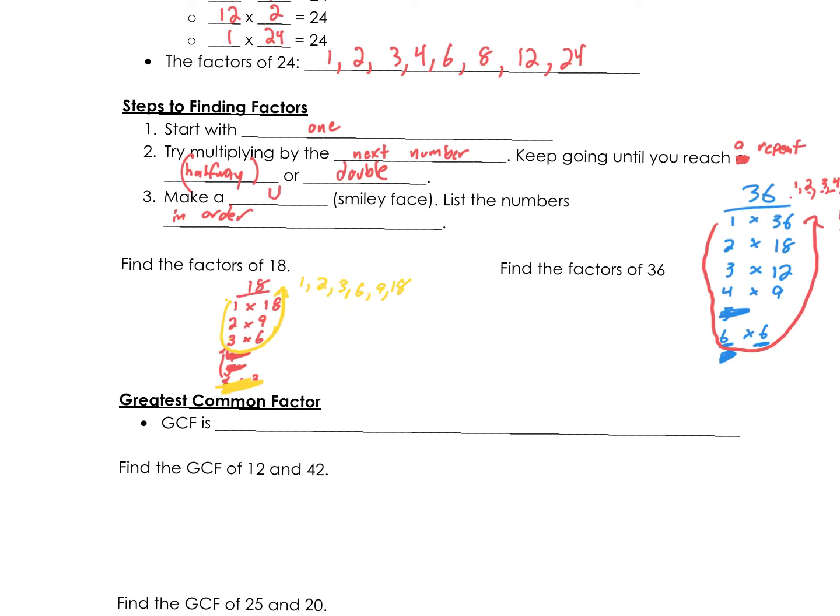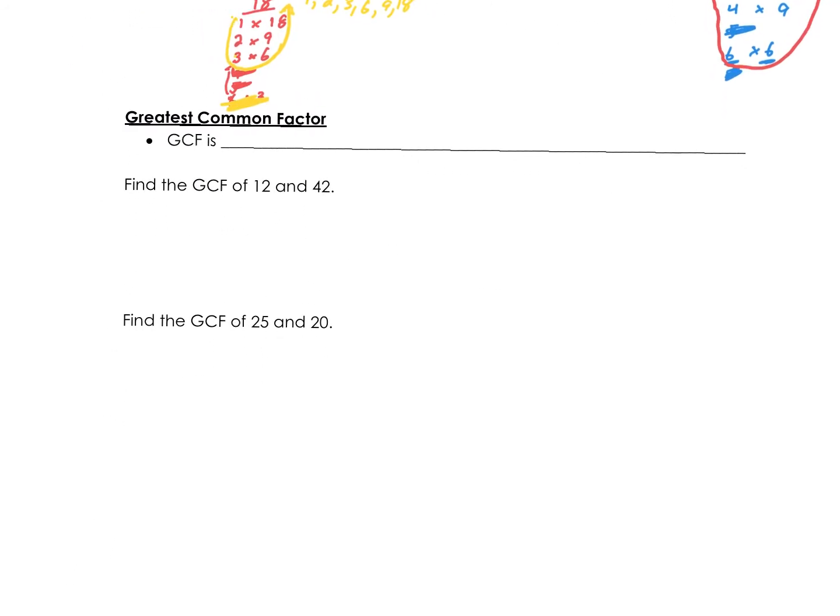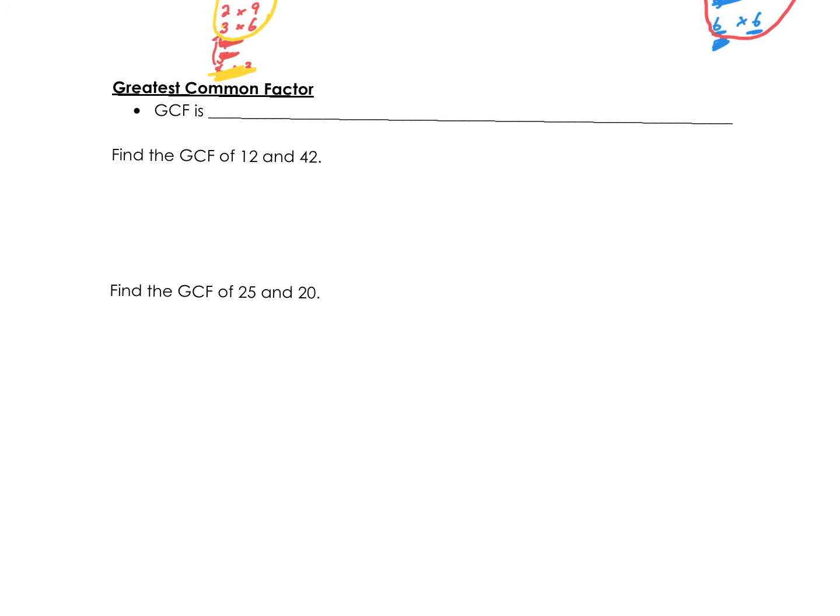Now let's do the greatest common factor. Don't confuse this with the least common multiple. The greatest common factor, well, the greatest, so it's the biggest factor that values have in common. So we'll say share, so we don't use the word common. The biggest factor that values share. Okay, so let's find the greatest common factor of 12 and 42.